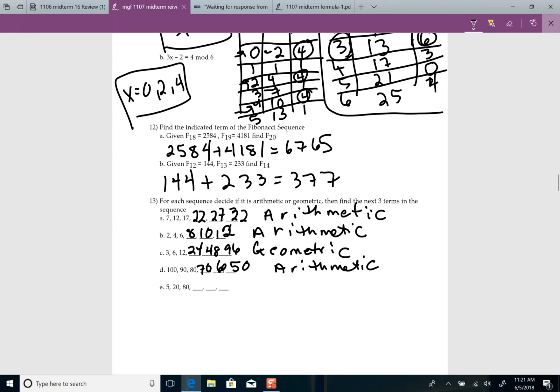Right. And the last one, I have 5, 20, 80. So I can see these are getting significantly bigger. This is geometric, and it looks like I'm multiplying by 4. So this one, 5, 20, 80, and I'm just going to write them underneath because I don't have as much room there. So 80 times 4 is 320. Times 4 again is 1,280, and then times 4 one more time is 5,120.